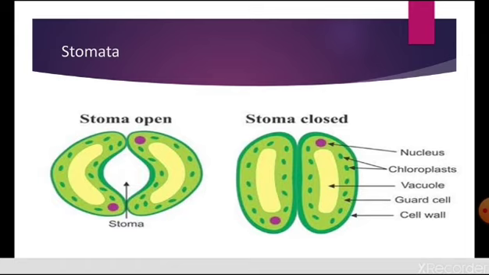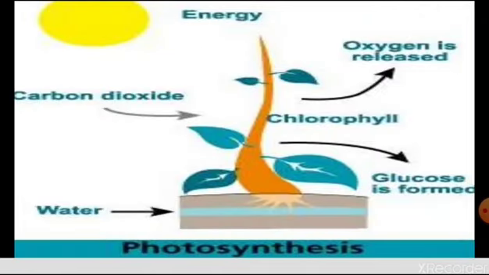Here this picture shows you the stomata. Stomata are the tiny pores seen on the upper and the lower surfaces of the leaves. They help in gaseous exchange and transpiration. They are guarded by a pair of cells called guard cells that control the opening and the closing of the stomata. This picture shows you the photosynthesis process of the plants.